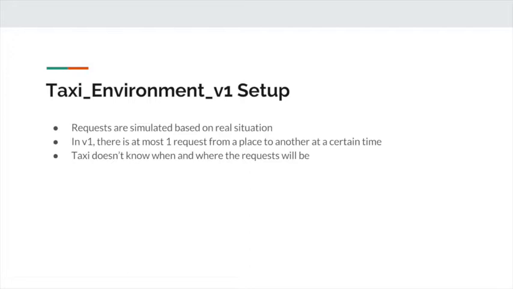Requests are simulated based on real situations. For example, there will be a request from the financial center to the shopping mall at 12 p.m. because people want to go eat. And in V1, there is at most one request from a place to another at a certain time. And the taxi doesn't know when and where the request will be.